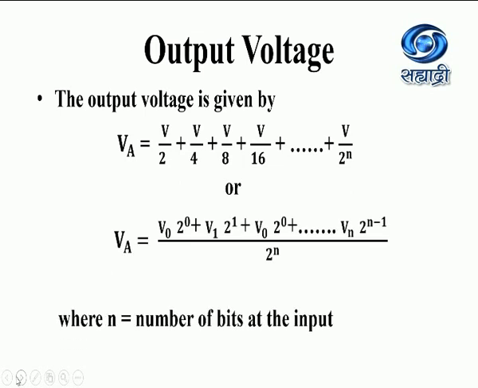So here the output voltage of R2R ladder is given by VA is equal to V by 2 plus V by 4 plus V by 8 plus V by 16 up to V by 2 raised to N, as we applied N number of bits, or VA is equal to V0 2 raised to 0 plus V1 2 raised to 1 plus up to Vn 2 raised to N minus 1 divided by 2 raised to N. So where N is the number of bits at the input. So in this way we can calculate the output voltage of R2R ladder.